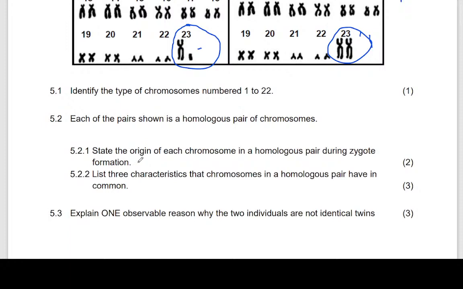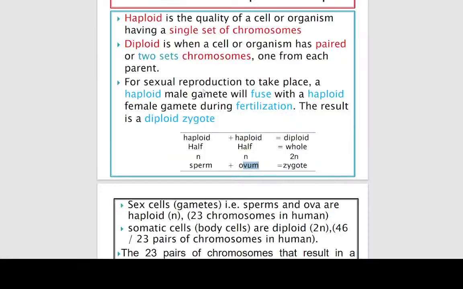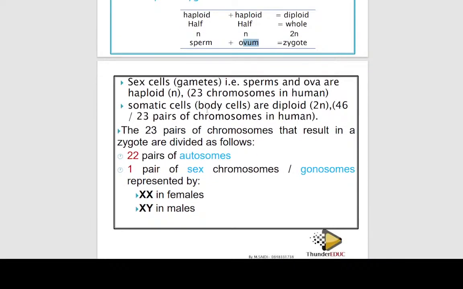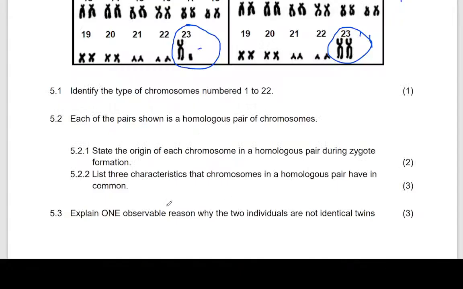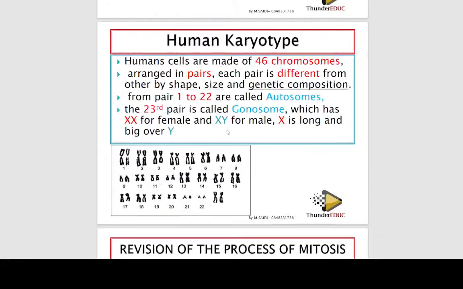I think I'm clear. List 3 characteristics that chromosomes in a homologous pair have in common. List 3. This is the national exams. I mentioned it here. If you read this book, you will find the answers you need. What do they have in common? Here is the answer. I mentioned it here.